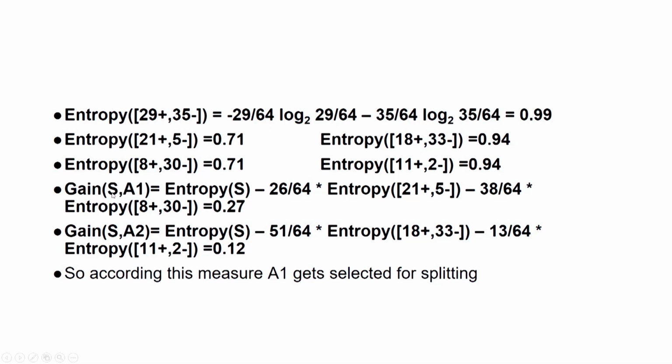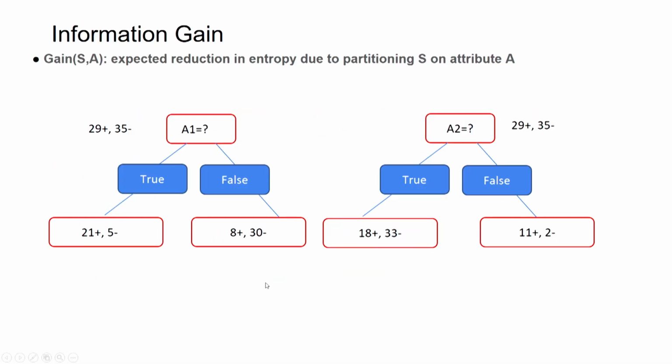In this way we will get the gain for attribute A1. In the same way we can calculate the gain for attribute A2, and then we will select that particular attribute for which the gain is maximum. Here two attributes are there, and out of these two, the gain for A1 is maximum. So, at this step we will select A1 for splitting this node. So, this is the information gain.